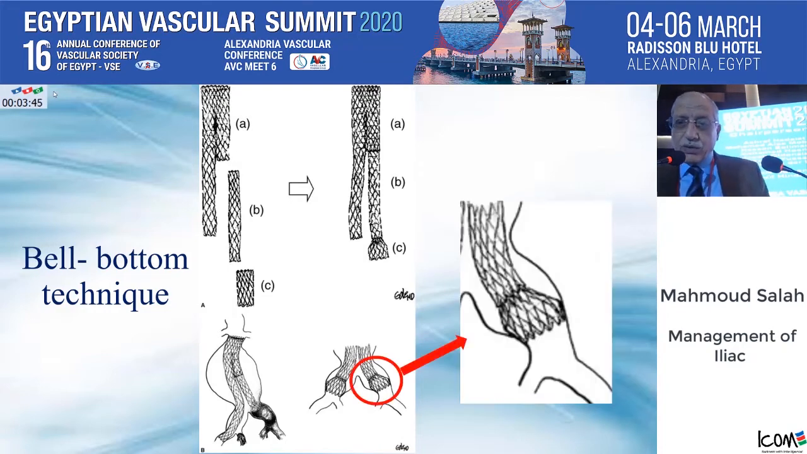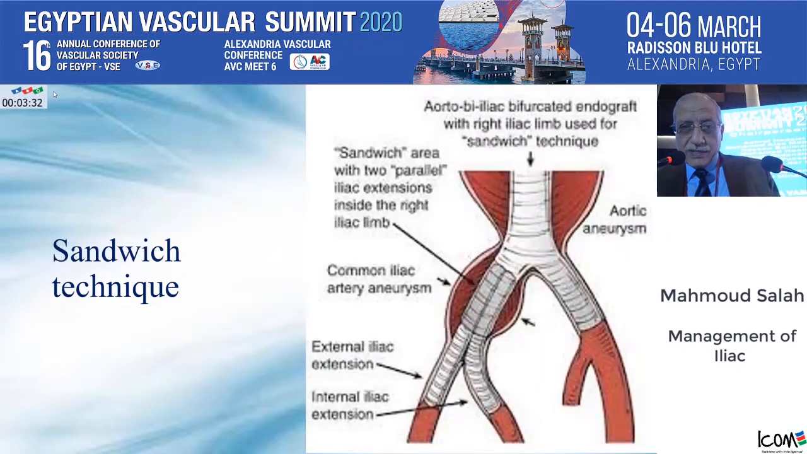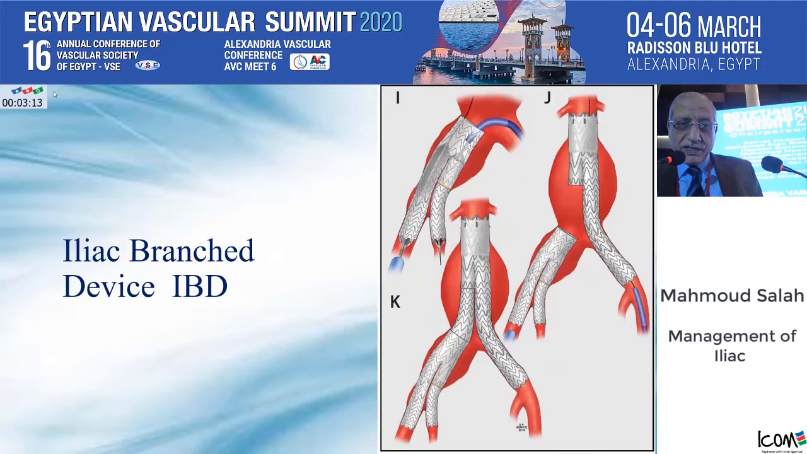This is the bell bottom technique. This is a closer look: you have the classic size of the stent graft and you put a larger one to supply both internal and external iliacs. This is the sandwich technique, where you put two stent grafts, one in the external and one in the internal iliac, and they go directly side by side inside the stent graft coming from the aorta. This is the sandwich technique, and this is the now famous iliac branched device.